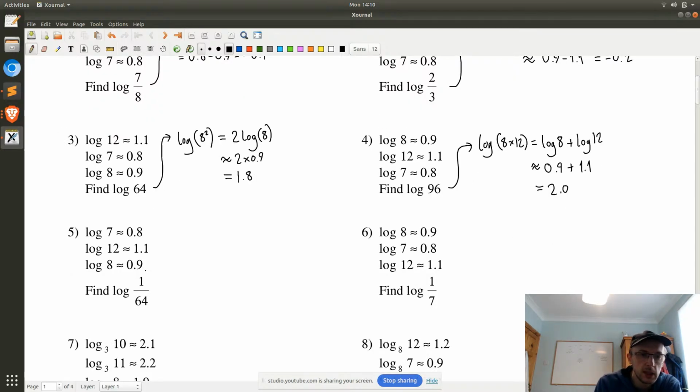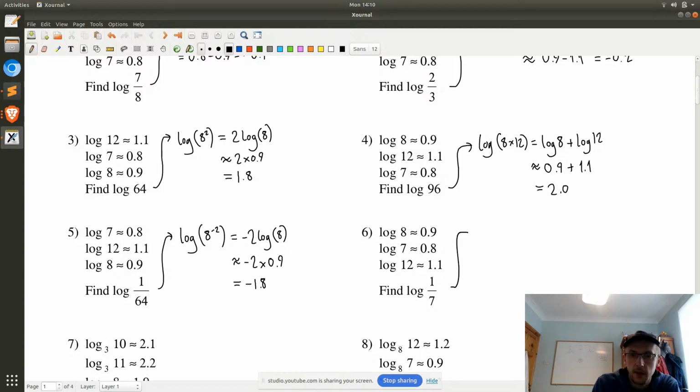And of course, log of 1 over 64. Now 8 to the negative 2 is 1 over 64. So that's equivalent to this, which is approximately negative 2 times 0.9, which is exactly negative 1.8. The seventh, that's 7 to the negative 1, and therefore it's just the negative of that.